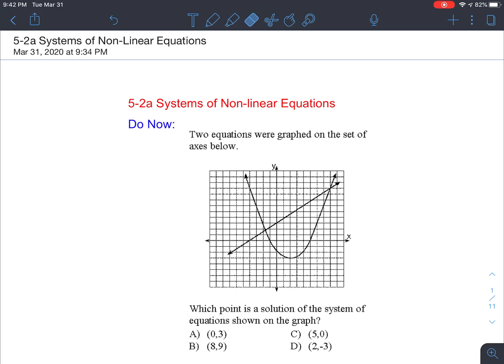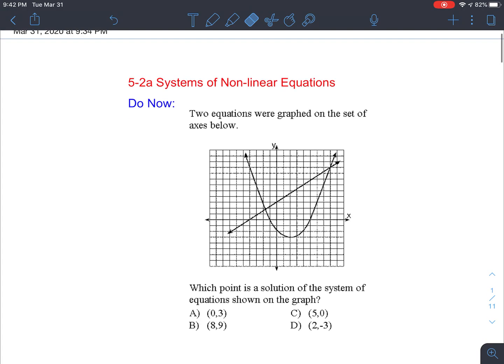Hey guys, and welcome to my video on 5-2a, Systems of Nonlinear Equations. To start us off, I have you looking at the following multiple choice question. Two equations were graphed on the set of axes below. Which point is the solution of the system of equations shown on the graph?